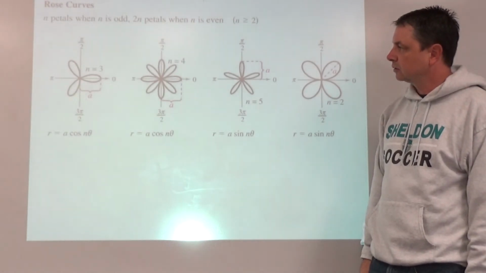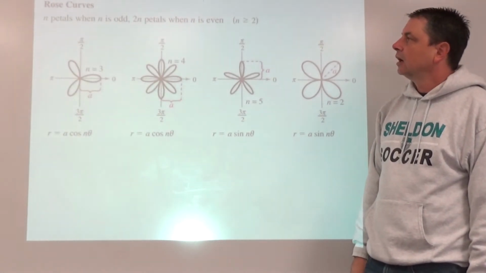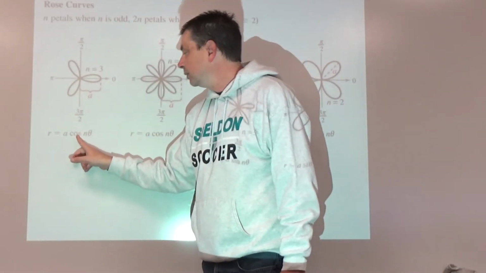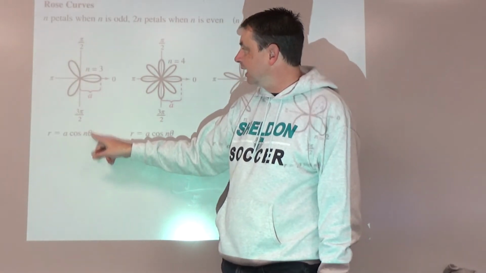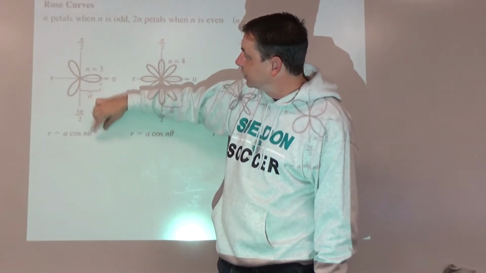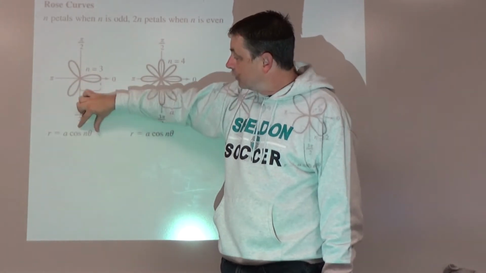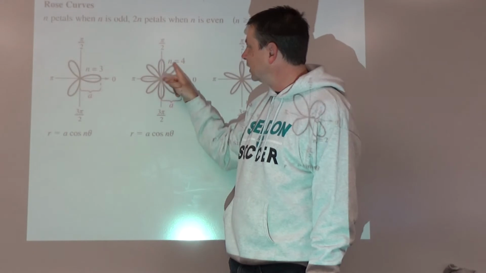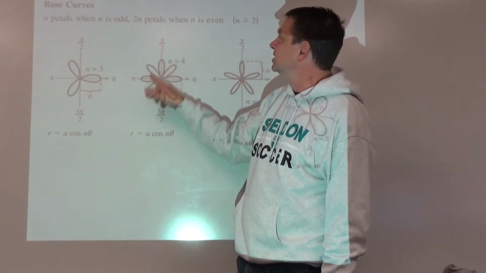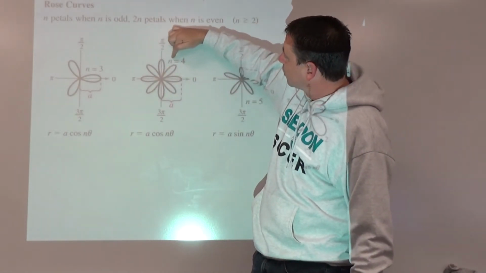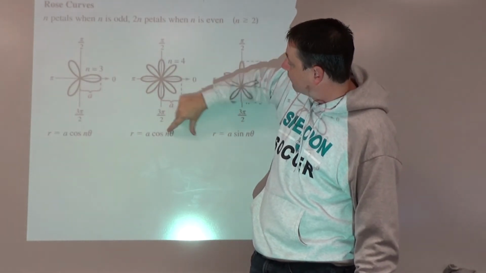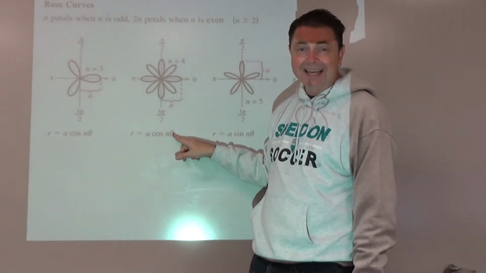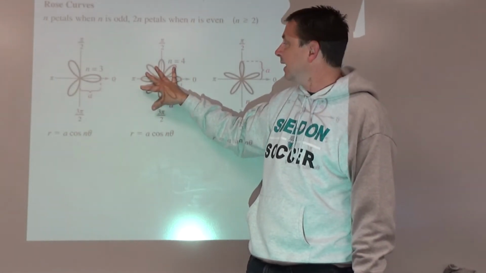Rose curves have the number of petals equal to n when n is odd. So cosine 3 theta, where n is 3, would have 3 petals. If it was cosine 5 theta, that would have 5 petals. However, when the n value is even, it doubles the number of petals. So if n was 4, cosine 4 theta, then it's going to have 8 petals. If it was cosine 10 theta, it would have 20 petals.